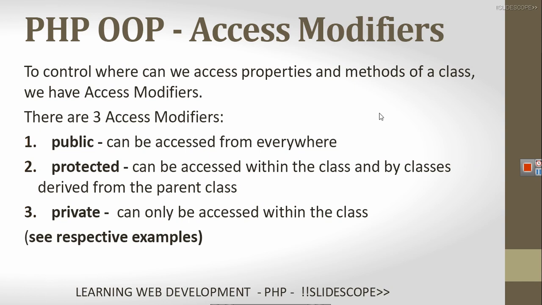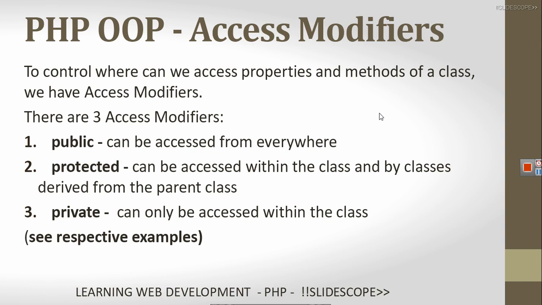Public modifiers can be accessed from everywhere. If you do not write the access modifier public, then your properties and methods will be public and they can be accessed from everywhere.